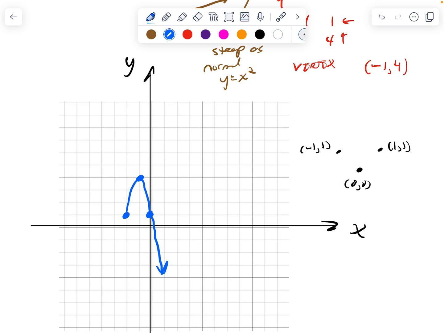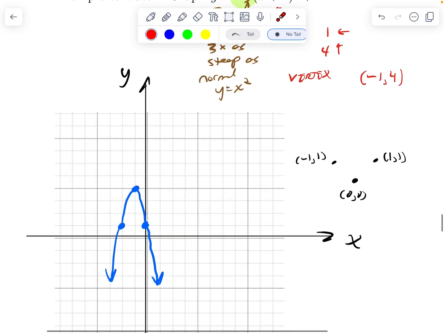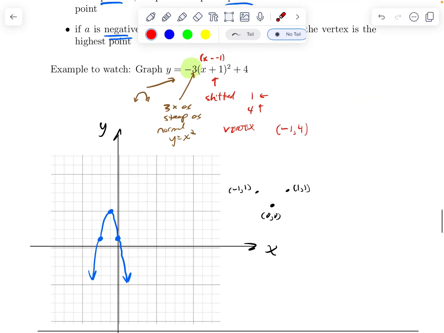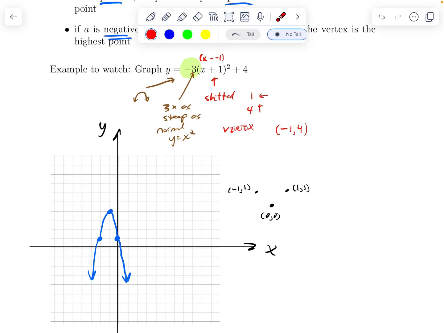Remember that it's rounded. This is not like absolute value, which is perfectly linear. There's a roundness to this. The sides are slightly curvy, not perfectly straight, and it's very curvy around the vertex. There's no corner there. This is not a beautiful picture, but it's close enough. We understand where the vertex is. We understand the steepness. We understand it points down.